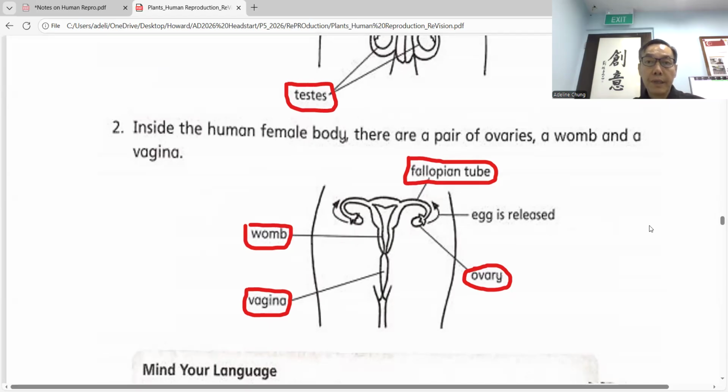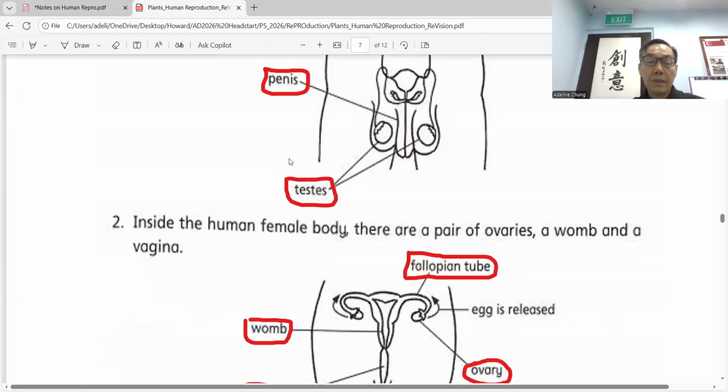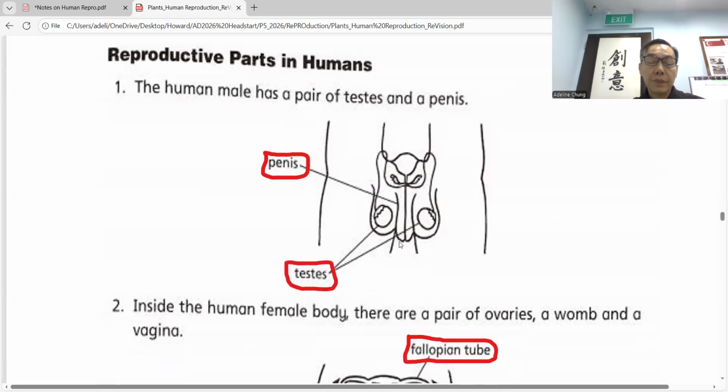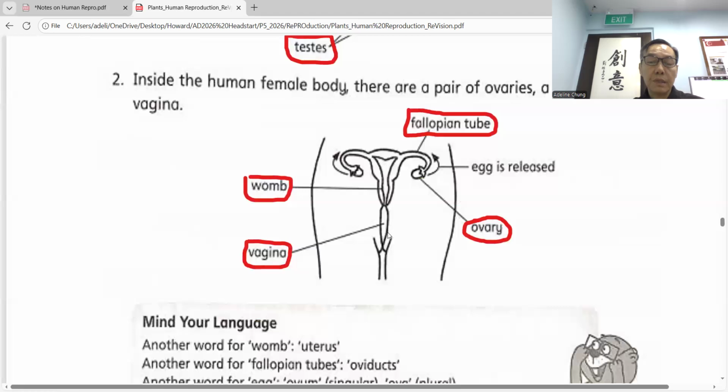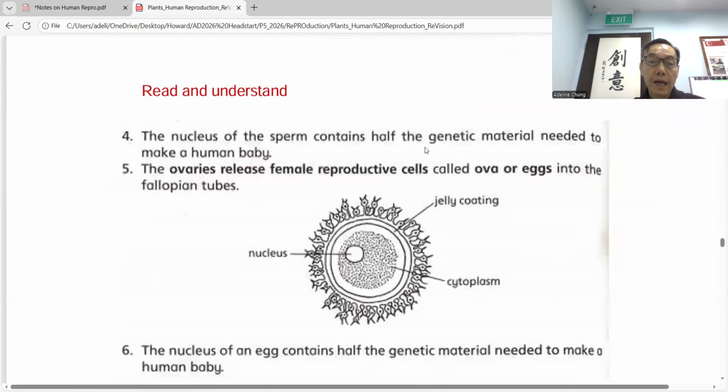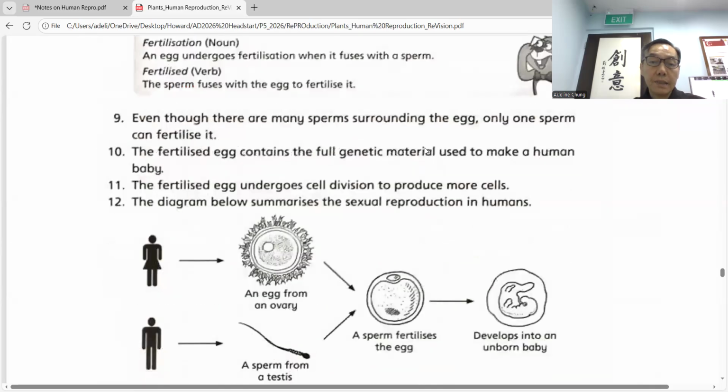During sexual intercourse, the penis will eject the sperm to be deposited into the vagina, and the sperm will swim upwards. If at the same time the woman ovulates, meaning she produces the egg, the sperm can fertilize the egg in the fallopian tube. So this is what you need to know: the egg will be fertilized in the fallopian tube. And after that, look at this part.